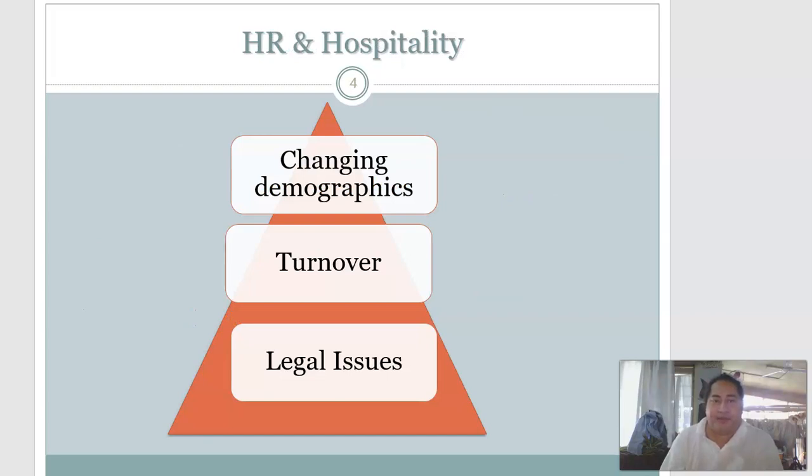Okay, so now let's look at this pyramid. To understand HR in hospitality, we look at these areas. It looks at these legal issues. What are the legal issues? What does the Labor Act constitute? What is the staff turnover for your organization? And you need to know changing demographics. You need to understand these three issues, all right?